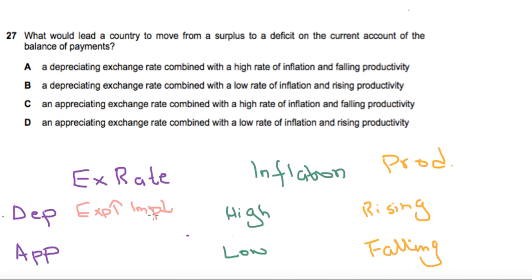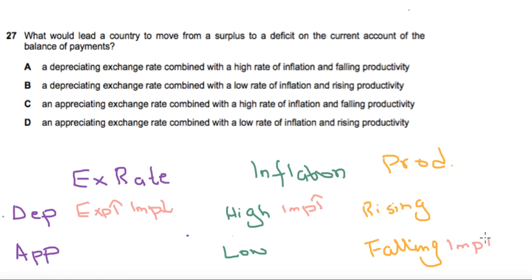Second, a high rate of inflation. A high rate of inflation would mean that it is now cheaper for your consumers to buy from other countries, and so imports would go up. And the third is falling productivity. Falling productivity reduces the output in your country, so things become more expensive and the quality reduces, and so you want to import from other countries, and imports go up.